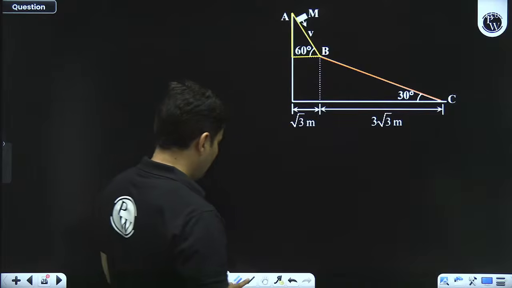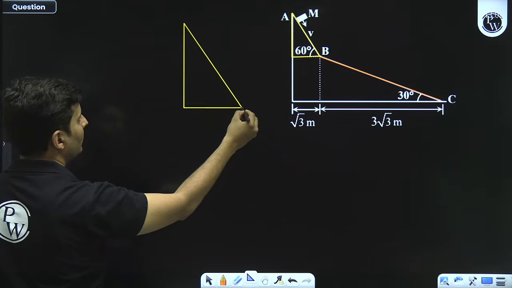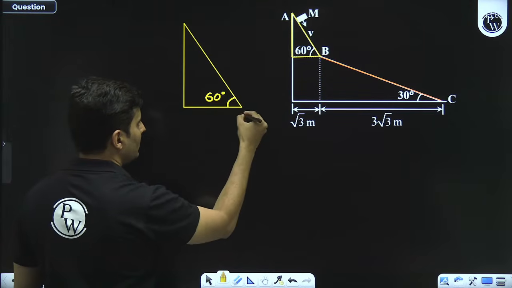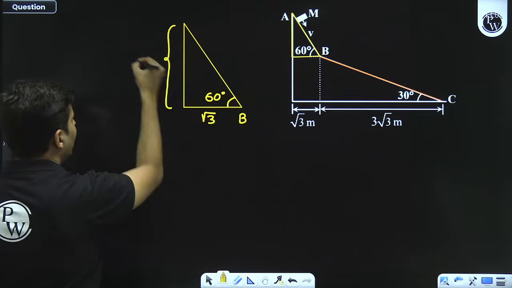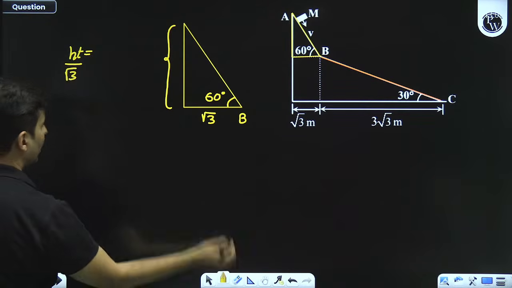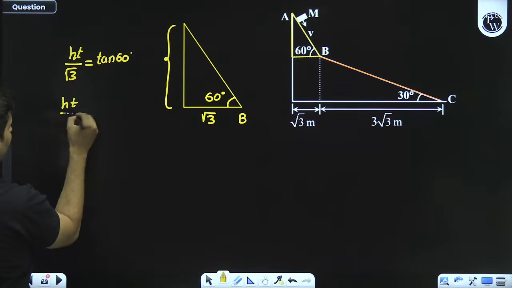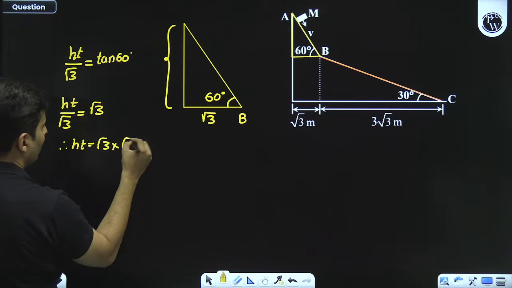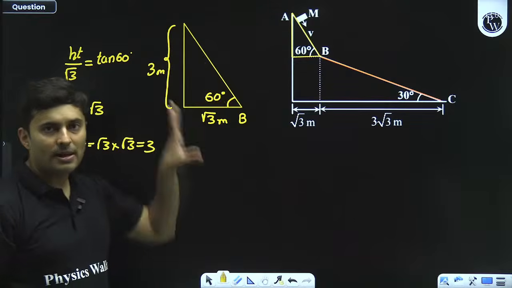If you notice in that triangle, right over here, this is 60 degrees, this is point B, and this is root 3. How much will this height be? Think about it, because that height divided by root 3 would have been tan of 60 degrees. So the height divided by root 3 is root 3, since tan 60 is root 3. Therefore, that height is root 3 multiplied by root 3, which is 3. So this is basically 3 meters. This is root 3 meters.